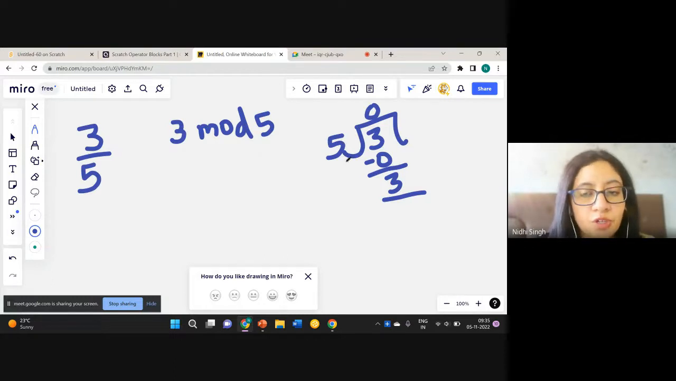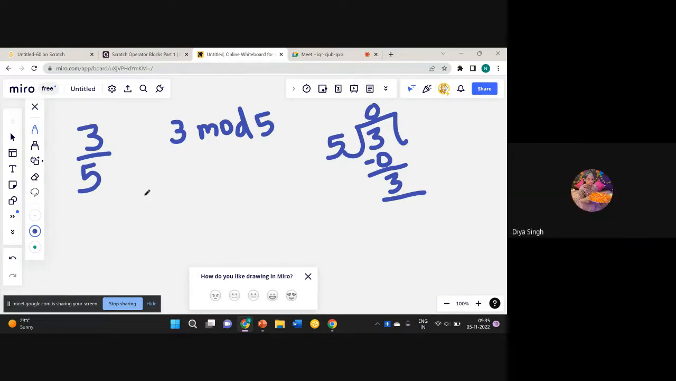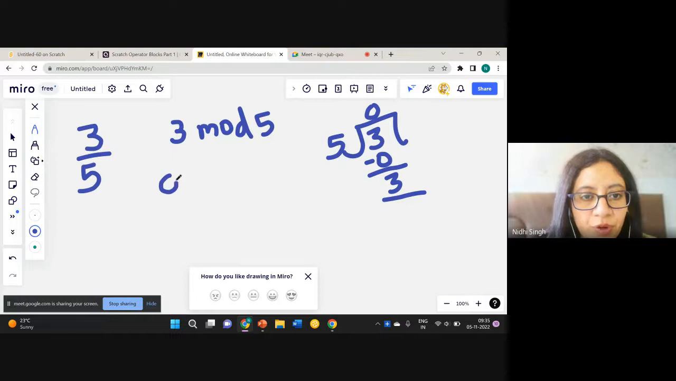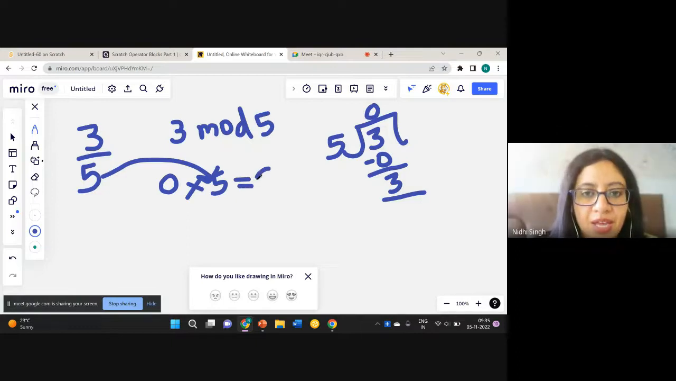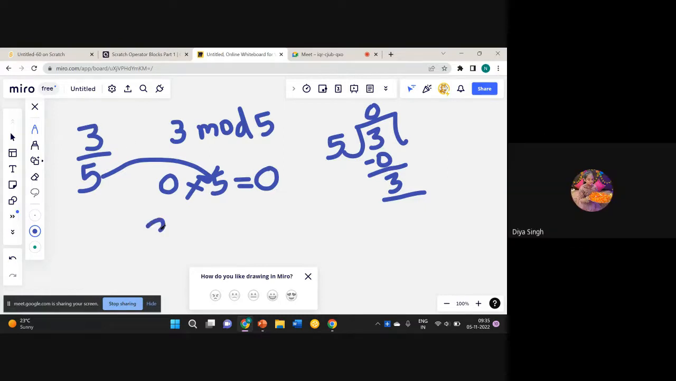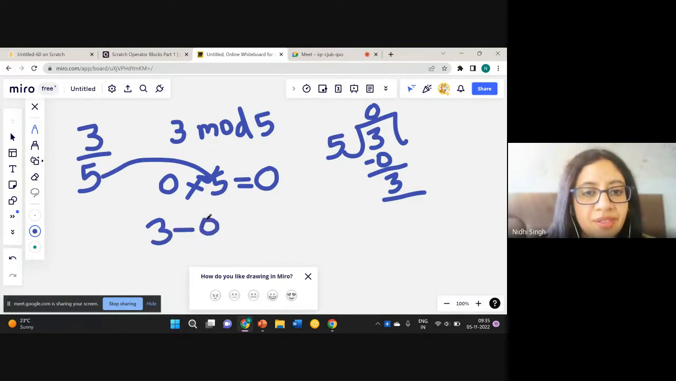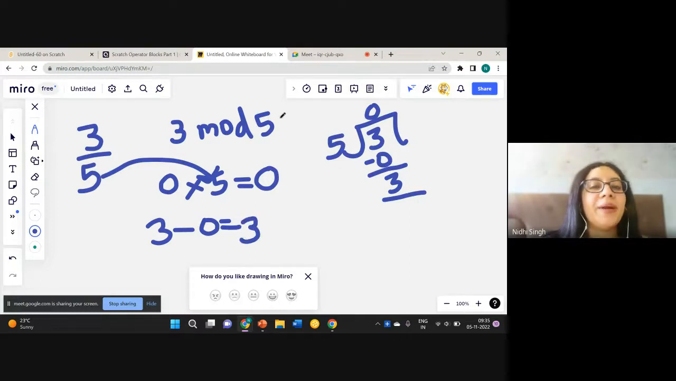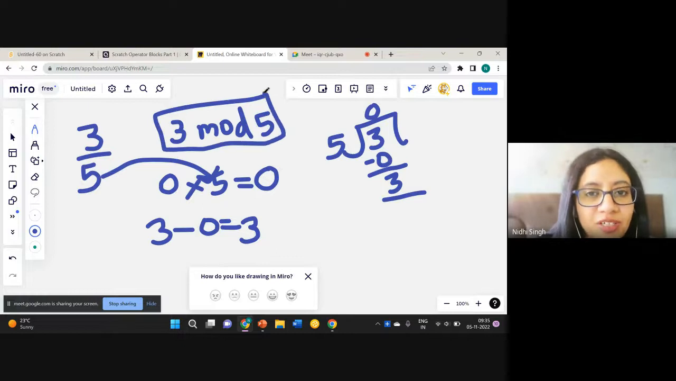Now, just pick the quotient. What is the quotient in this division? 0. So you pick 0 and multiply it with the denominator. What will be the answer? 0. Now subtract this answer from the numerator. The numerator is 3, minus 0, so the answer is 3. I explained this, but now I will explain the shortcut.